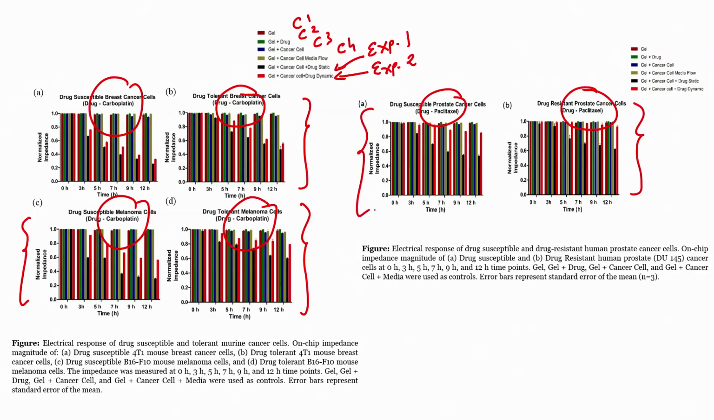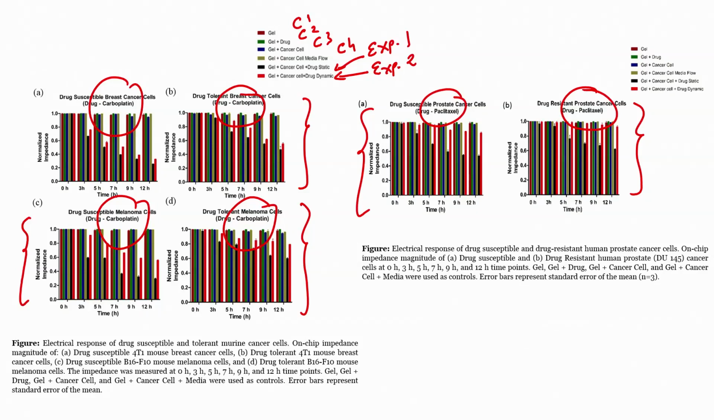Now, there is one more thing that is interesting. The change in the impedance for tolerant cells is different than the change in impedance for susceptible cells. From here it may not be easily visible, but we can see in the next slide that you can clearly see a difference in normalized impedance between susceptible cells and resistant cells.